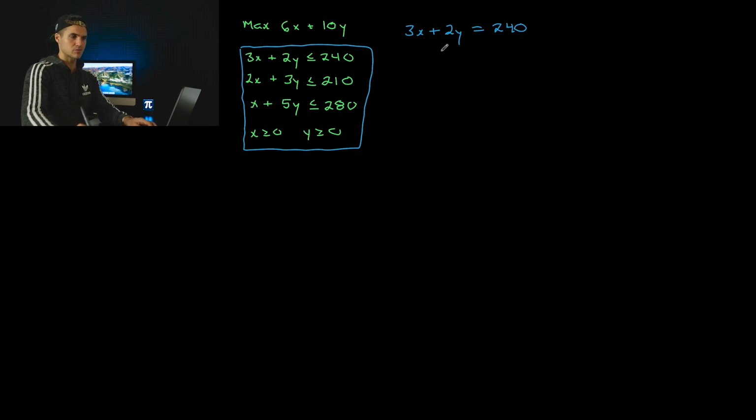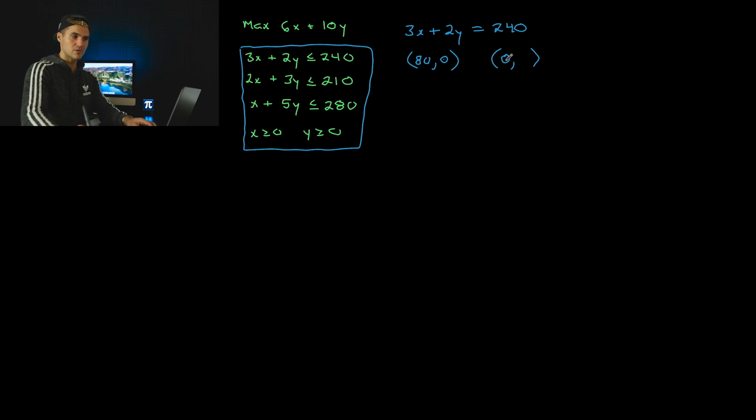3x plus 2y is equal to 240. And what I like to do personally is calculate the x and the y intercepts. So for the x-intercept, we're going to plug in 0 for y and solve for x. And for the y-intercept, we're going to plug in 0 for x and then solve for y. So if I plug in 0 for y, 2 times 0 goes to 0. 3x equals 240. Divide both sides by 3, we get an x-intercept of 80.